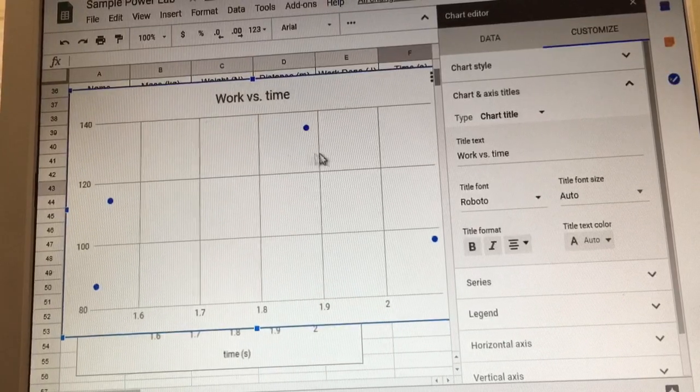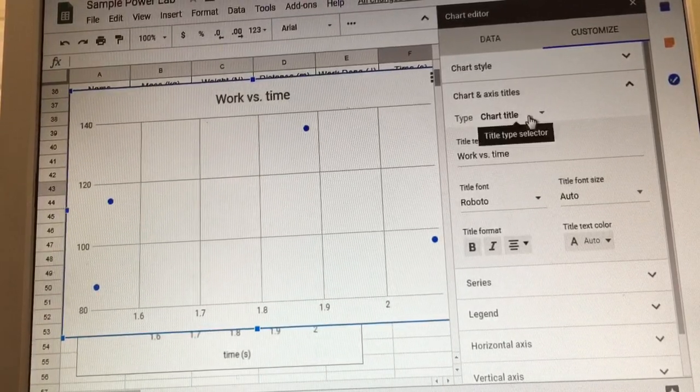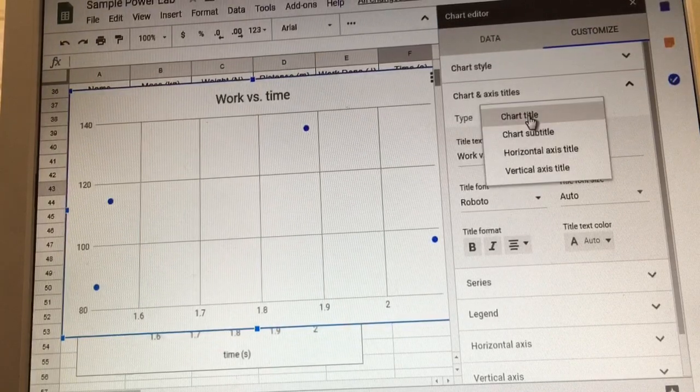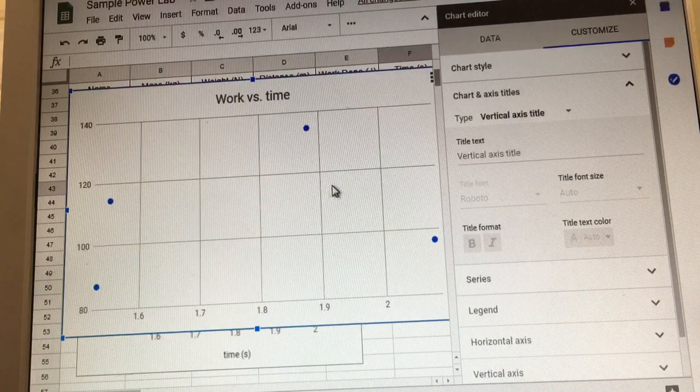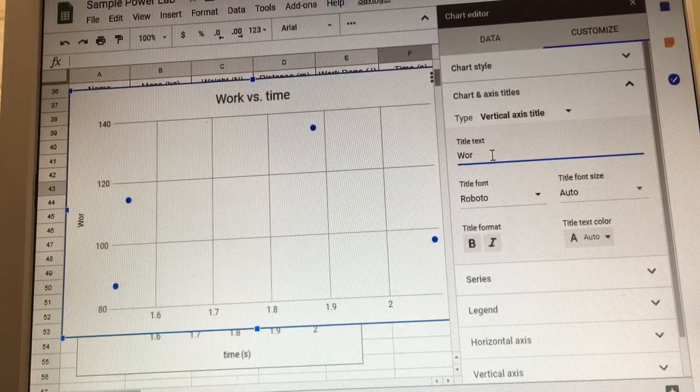It'd be good to label the axes too, right? The vertical and the horizontal, to say what they are. So here's how we do that. I can go back up here, and instead of editing the chart title, now I can edit, say, the vertical axis. So that's work. So I'll put work. What are the units of work? Joules. So I should put a little J in parentheses so that I know what the units are.